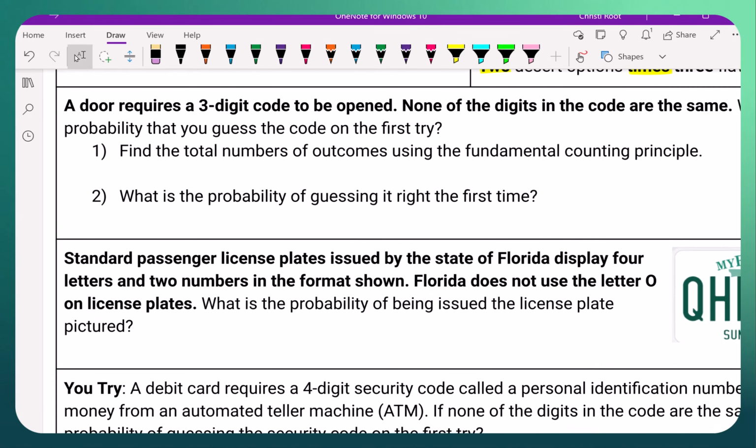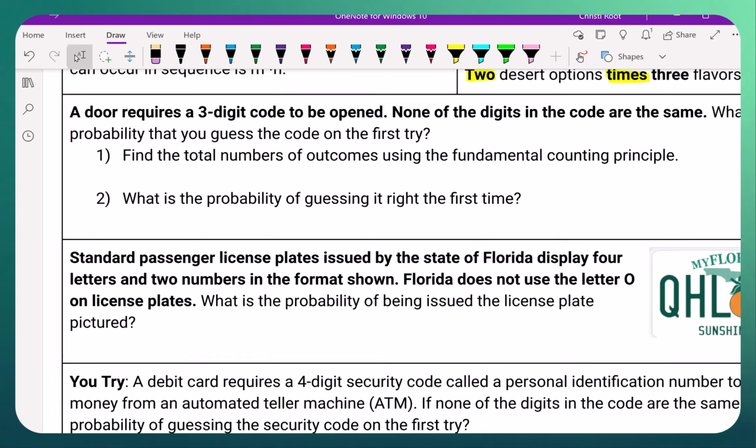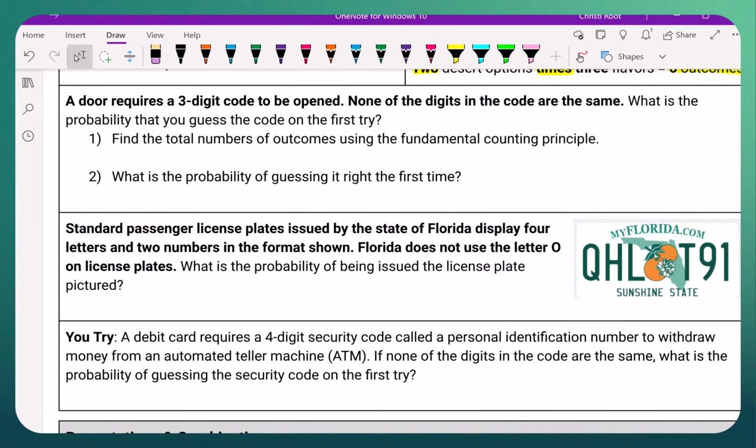We have a door that requires a 3-digit code to be opened. None of the digits in the code are the same. That's a really important detail when you're figuring out codes. It says, what is the probability that you guess the code on the first try? Well, before you find the probability of anything, you need to figure out how many total possibilities, aka outcomes, we can have with a 3-digit code.